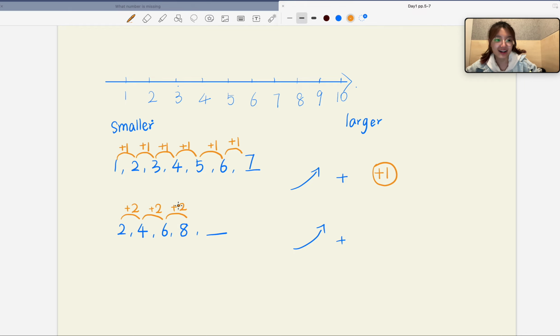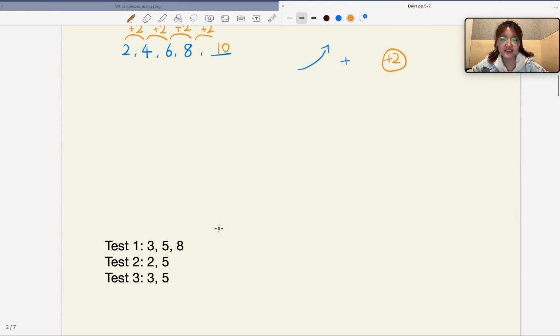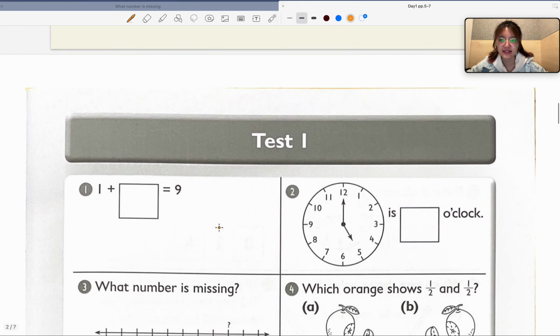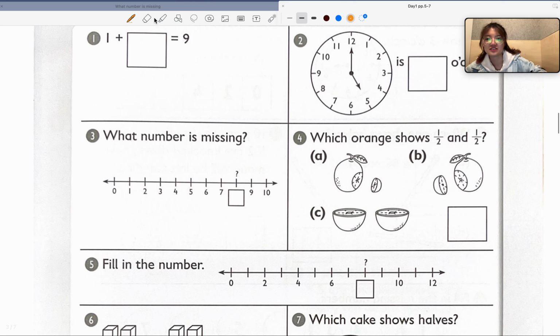We plus another 2. So now everyone, what's the pattern here? Tell me please. The pattern is plus 2. Very good job. So now if we plus 2, from 8 plus 2, we can get 10. That's how we solve the number pattern questions. We will think, should we do plus or minus, and then label the number out. Find the pattern, okay?